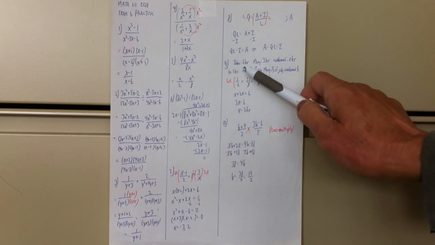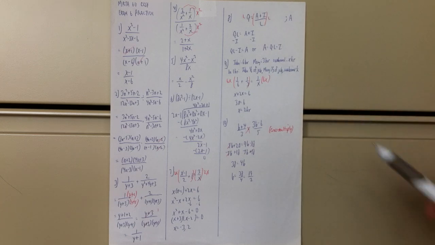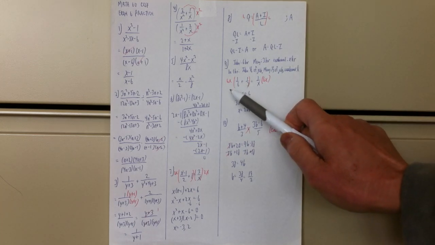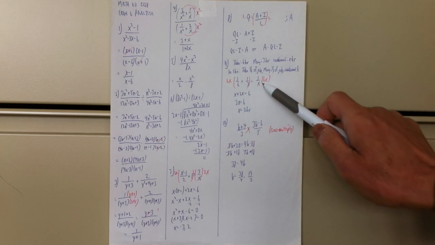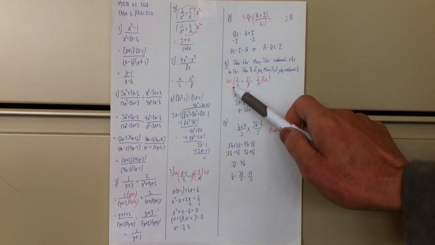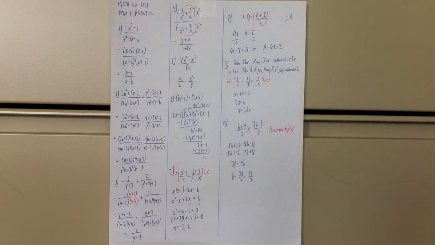Notice we just take the reciprocals here: 1 over 6, 1 over 3, 1 over x. Those jobs combined, the 1/6 contributed by John and the 1/3 contributed by Mary, is equal to 1 over x, 1 over the total. So we have 1/6 plus 1/3 equals 1 over x.